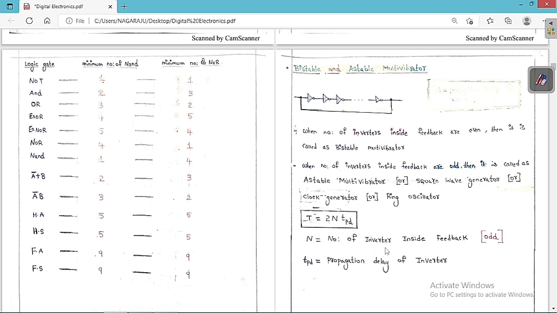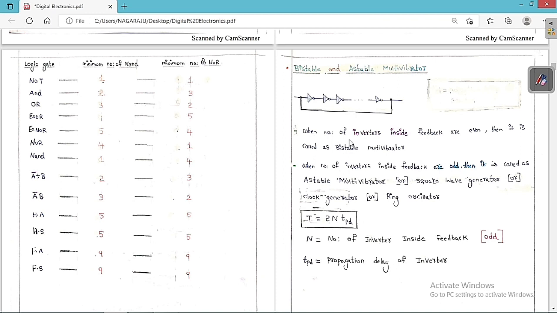N is the number of inverters inside the feedback, and I already told you it should always be an odd number. TPD is the propagation delay of each inverter. So the overall time period that we get is T equal to 2N into TPD, where N is the number of inverters present inside the feedback, always an odd number, and TPD is the propagation delay of the inverter.